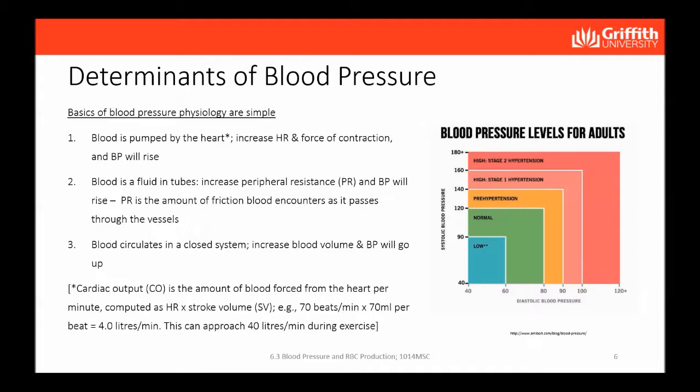Cardiac output is the amount of blood pumped out by the heart in 1 minute. It is the product of heart rate and stroke volume. Stroke volume is the volume of blood pumped out by the heart in a single beat. At rest, the heart beats approximately 70 times per minute and pumps approximately 70 mL per beat. Therefore, the average adult cardiac output is roughly 4 litres per minute. However, during exercise, it may increase tenfold, up to 40 litres per minute.